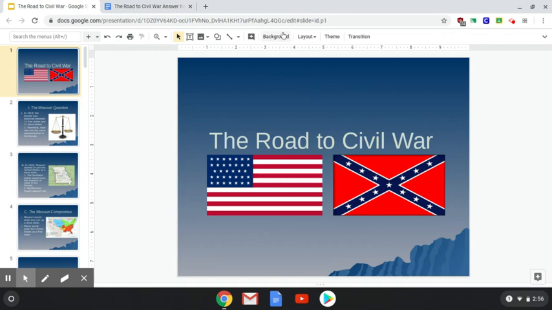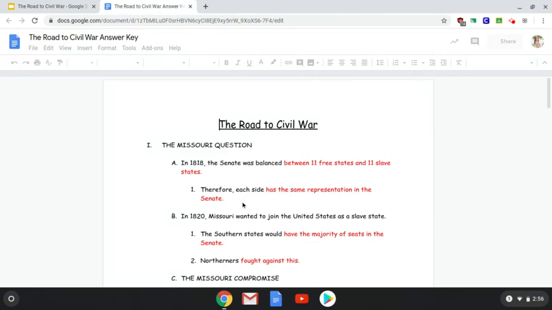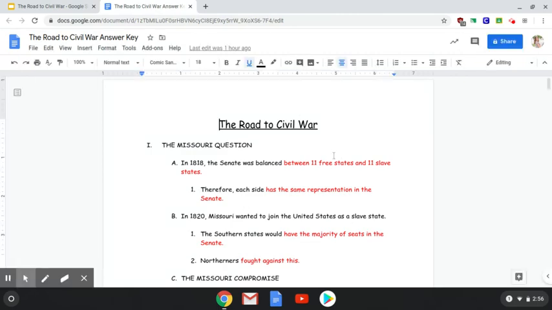I posted these notes, they're blank, on a Google assignment on your Google Classroom. Obviously, the parts that are red will not be in there, because this is the answer key. You'll have a blank one, so you can type in your own notes. I will post this answer key when we're done.